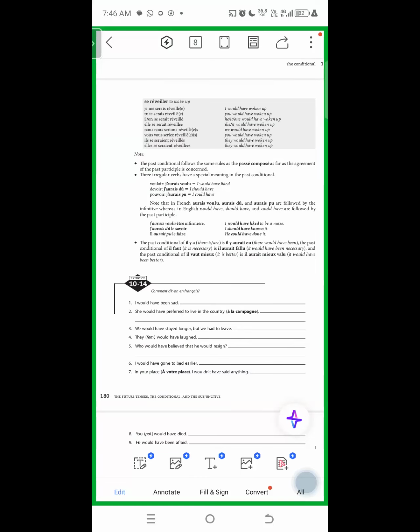Note that in French, aurait voulu, aurait dû, aurait pu are followed by the infinitive, whereas in English, would have, should have, could have are followed by the past participle. Look at it. J'aurais voulu être infirmière. I would have liked to be a nurse. I regret my profession.